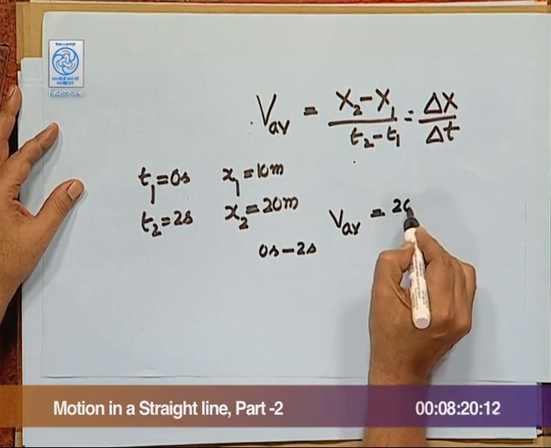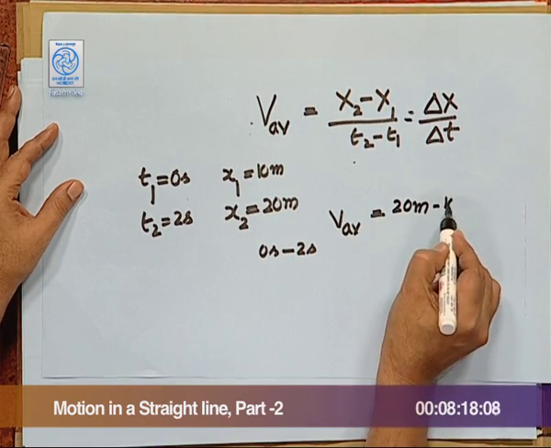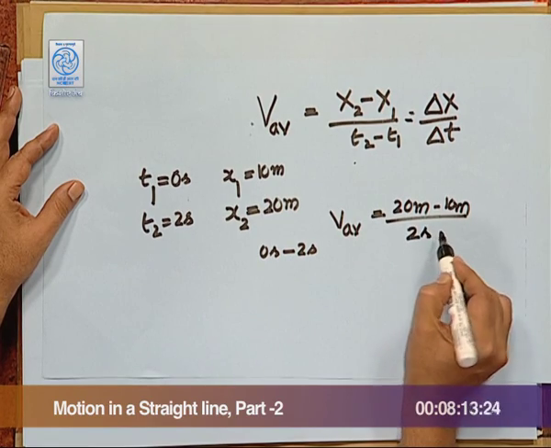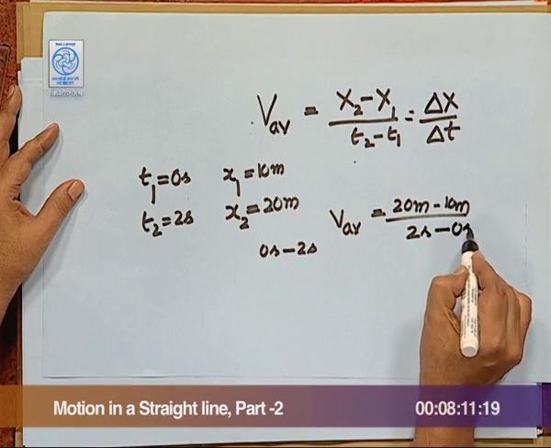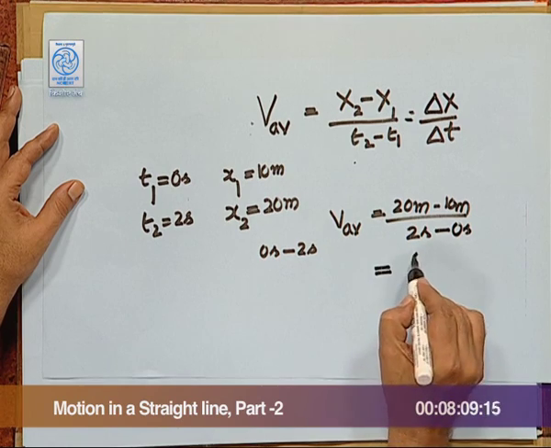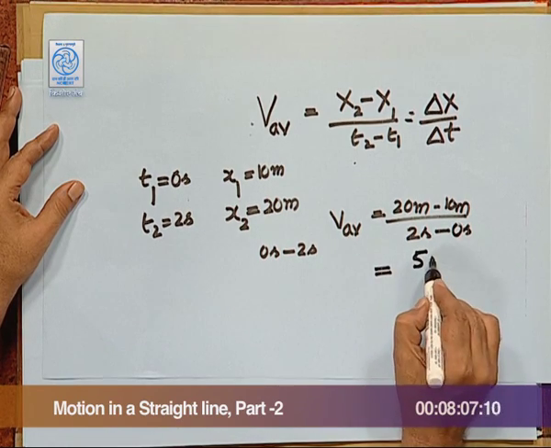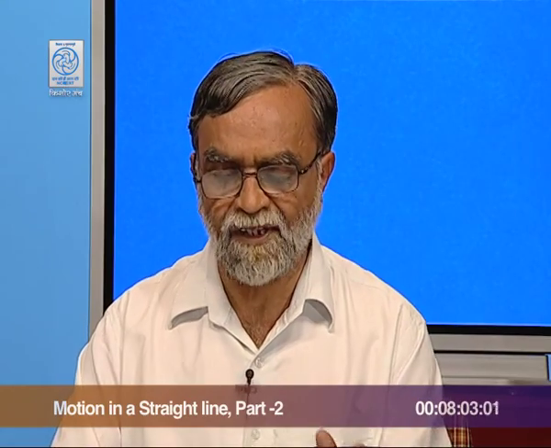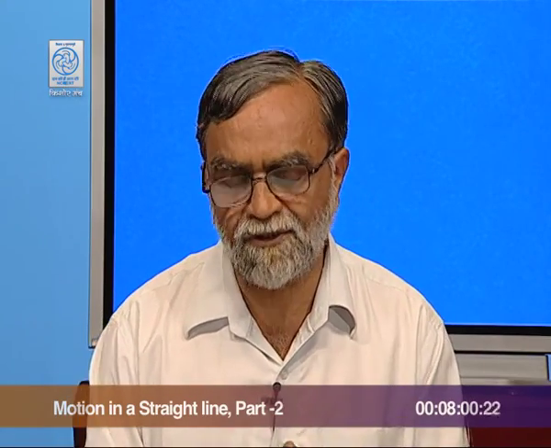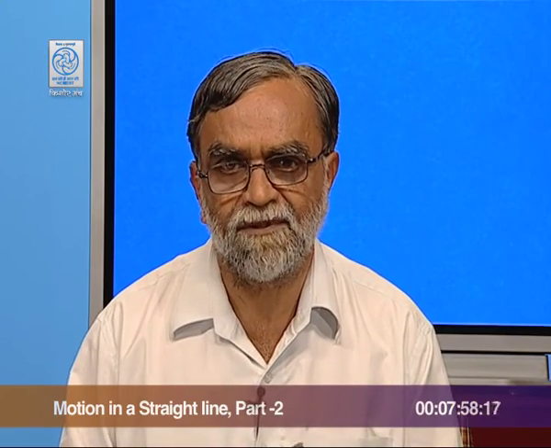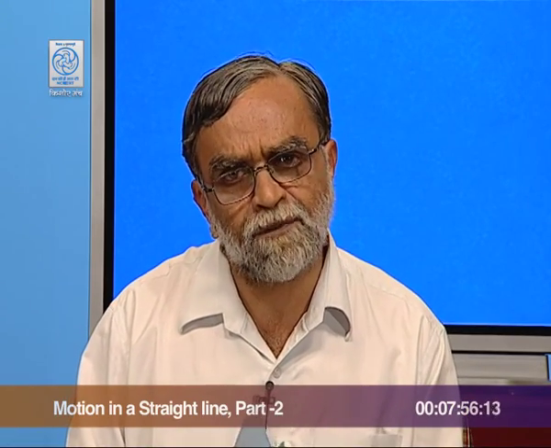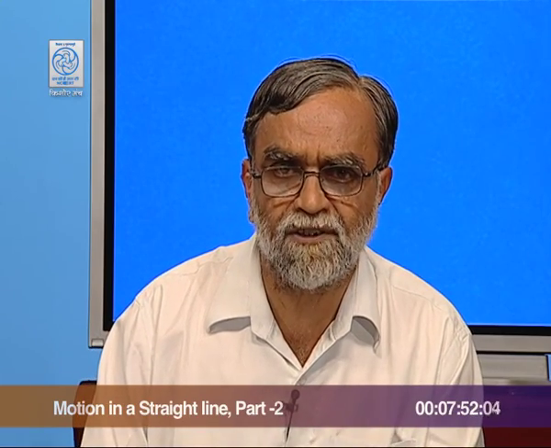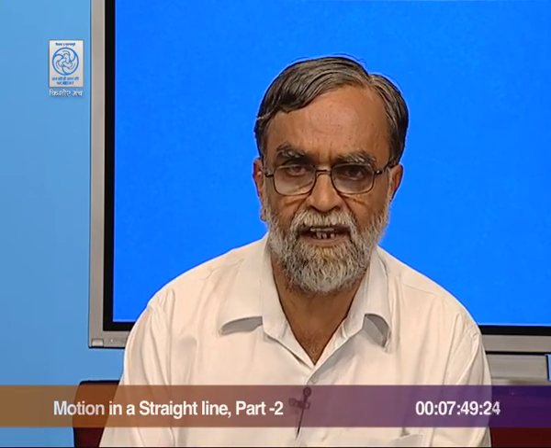So, in the interval 0 seconds to 2 seconds, the average velocity is given by 20 meters minus 10 meters, divided by 2 seconds minus 0 seconds, which happens to be 5 meters per second. The average velocity in the interval 0 to 2 seconds is 5 meters per second. Let us do the process for another time interval, between 2 seconds and 4 seconds. Let us do that again.